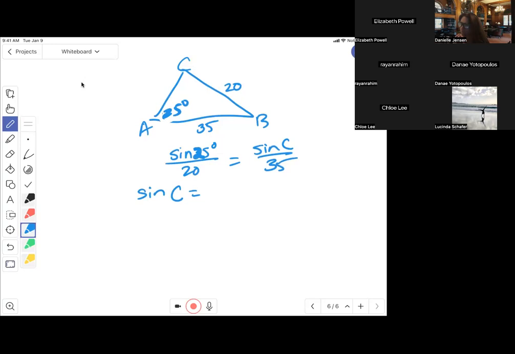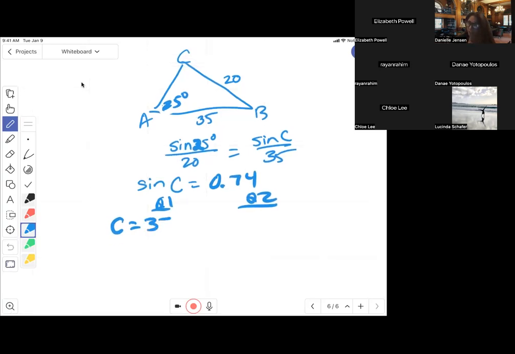I got 0.74. Okay, so sine is positive. Do we agree in both quadrant 1 and quadrant 2? When we do inverse sine on our calculator to get C, what do we get for C? Inverse sine of 0.74 is 47.73. Okay, great.